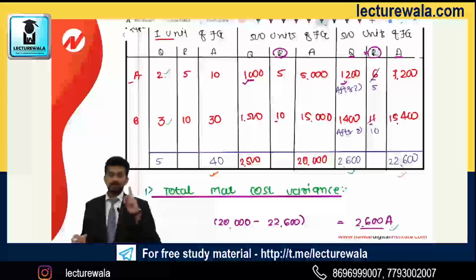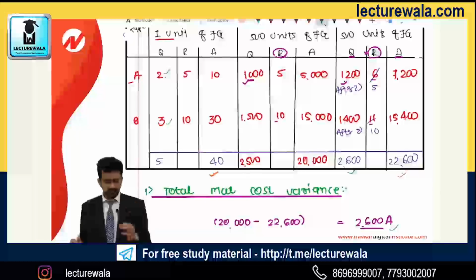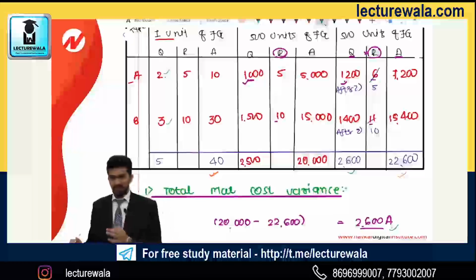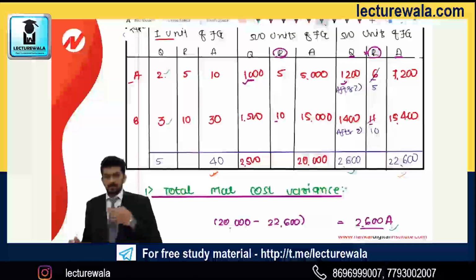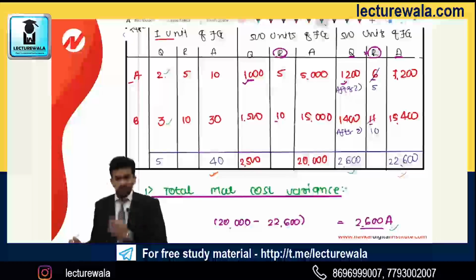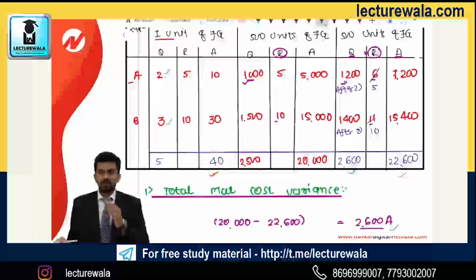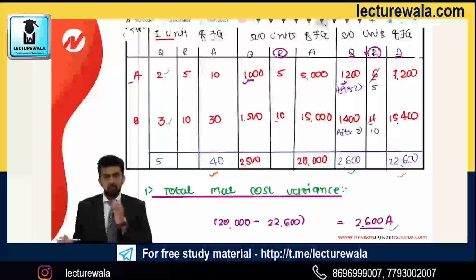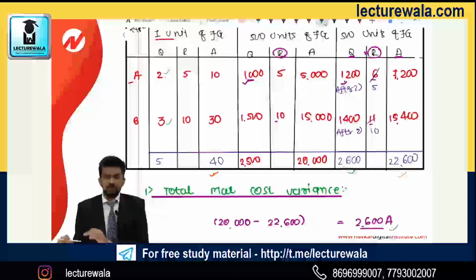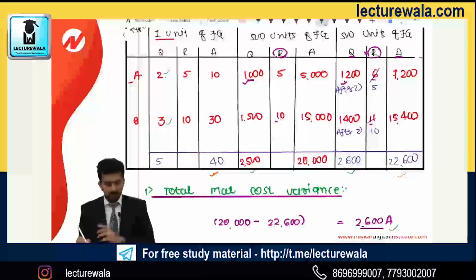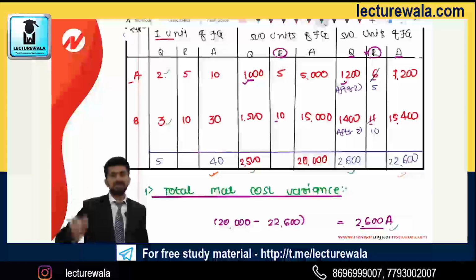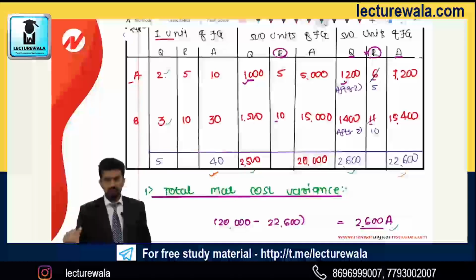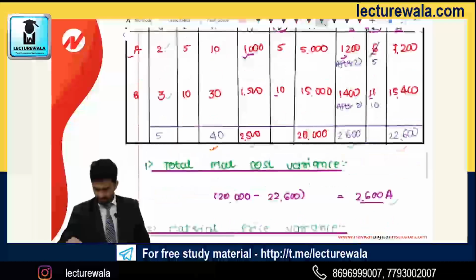So now we want to calculate the standard mix for actual usage. And please mind it, we have to look at the actual quantity, actual usage, not the standard usage of 2500. Whatever actual quantity you have used, we are fine, but it should have been in standard proportion. Agreed? Okay, let's see this now.